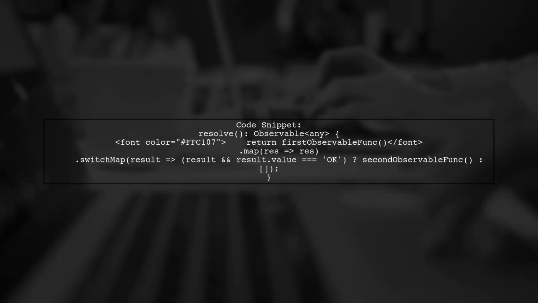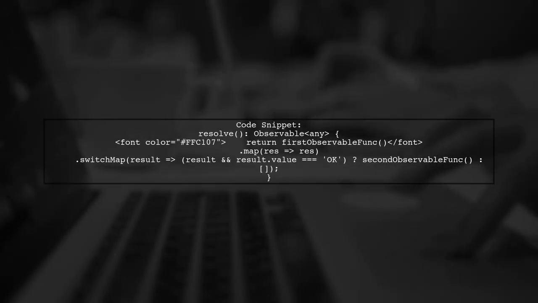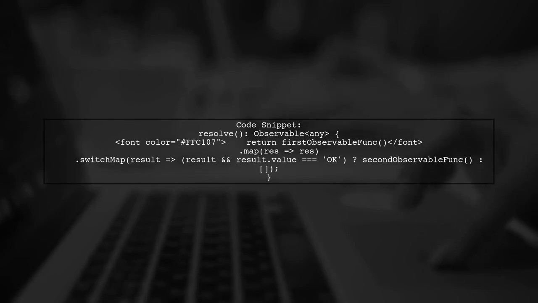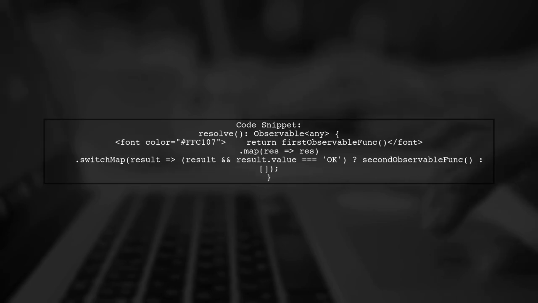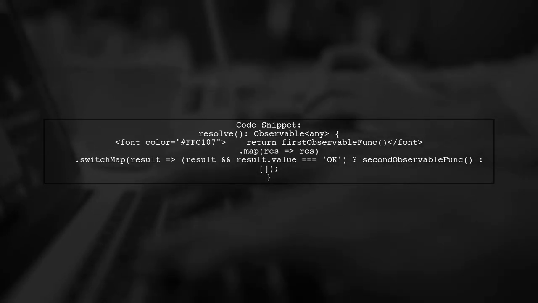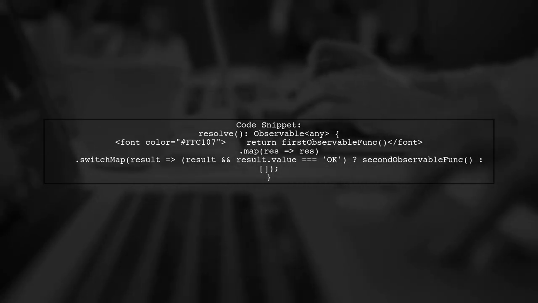To solve an observable chaining issue, they provided a code snippet that demonstrates how to use SwitchMap effectively. The code checks if the result is valid before deciding whether to call another observable function.